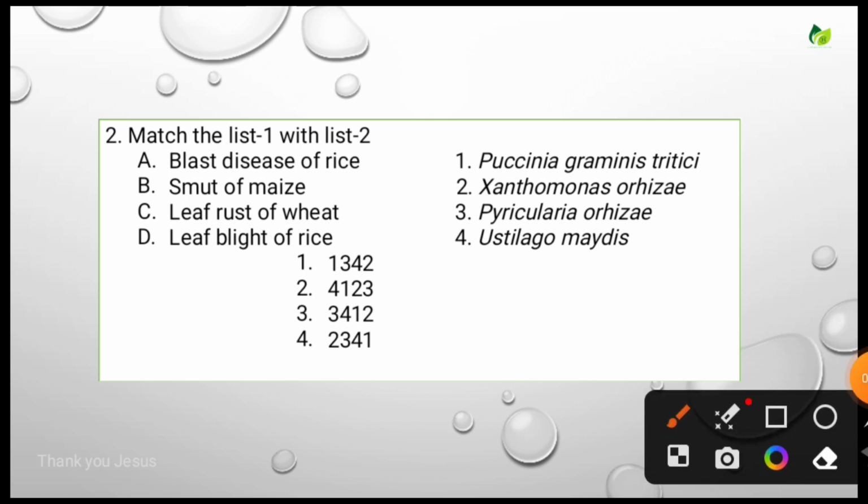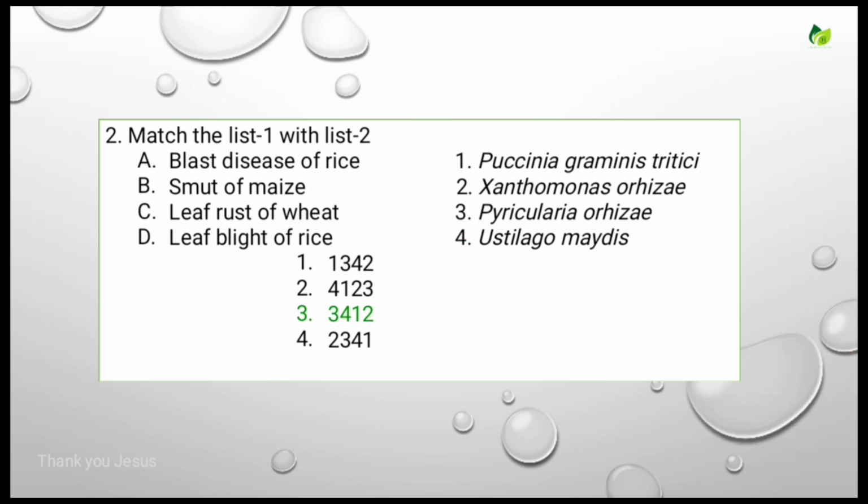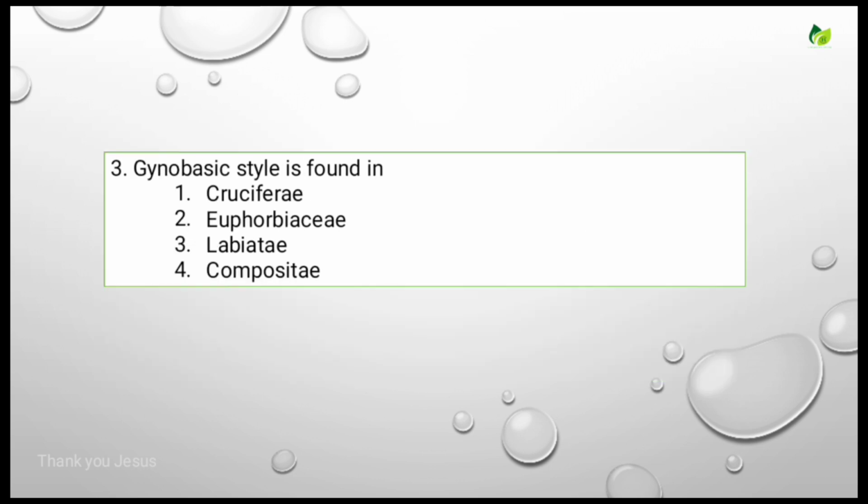So blast disease of rice is generally caused by Pyricularia oryzae. For the smut of maize, the causal organism is Ustilago maydis. Leaf rust of wheat is caused by Puccinia graminis tritici. Leaf blight of rice is caused by Xanthomonas oryzae. Okay, so I'm going to reveal the answer. The third option is the correct answer. Okay, let's see the next question.